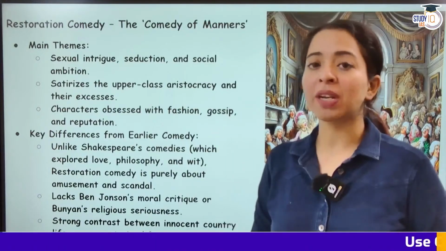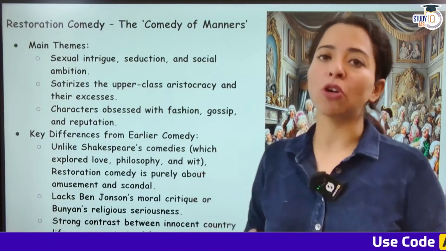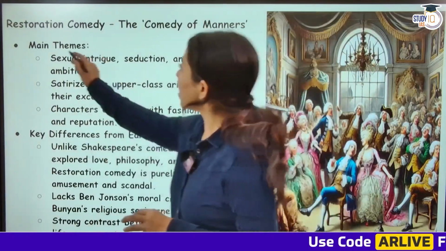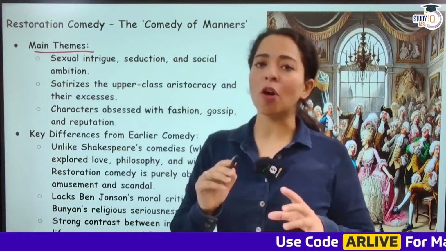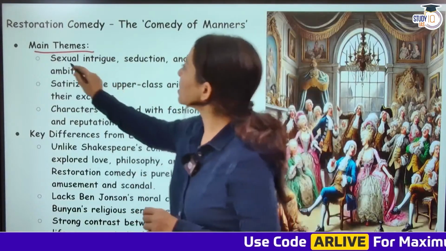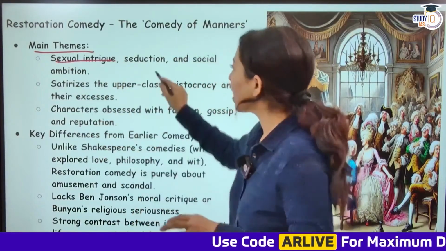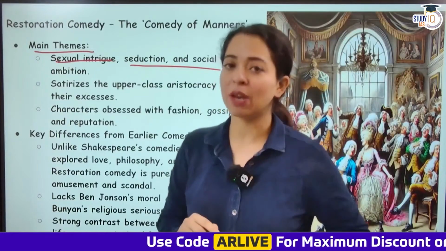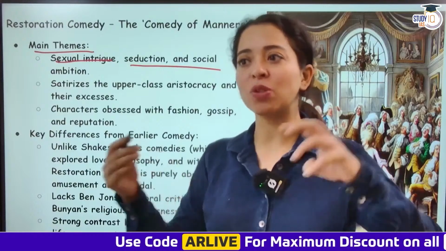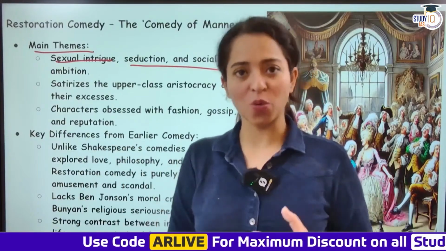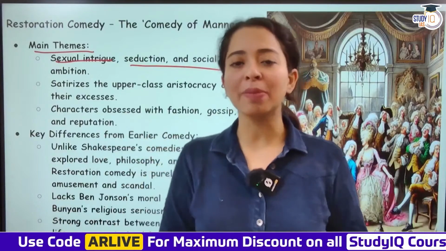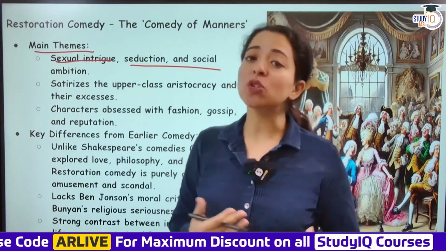This Restoration period is primarily known for comedy of manners. What is comedy of manners? As I mentioned to you, the main themes of comedy of manners were sexual intrigues, okay, seduction and social ambition. So there was obscenity, there was vulgarity on the stage, and maybe that was one of the reasons that it was very different to what had ever been portrayed on the stage. And this is the reason that comedy of manners became so popular.